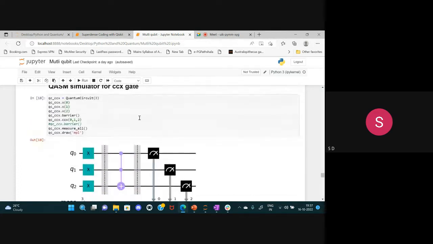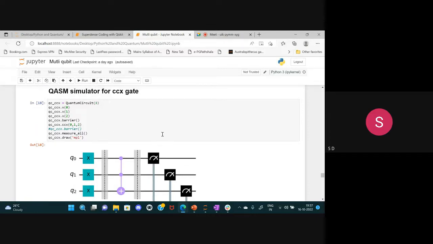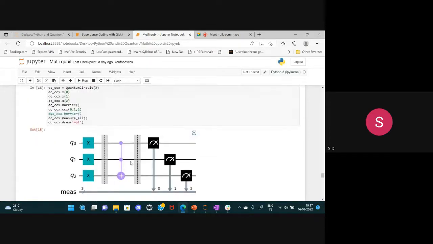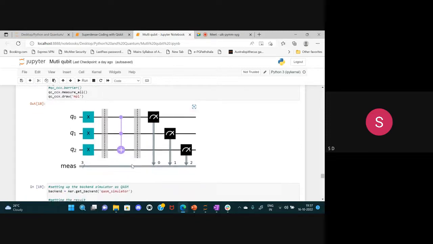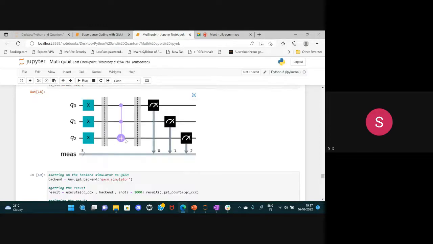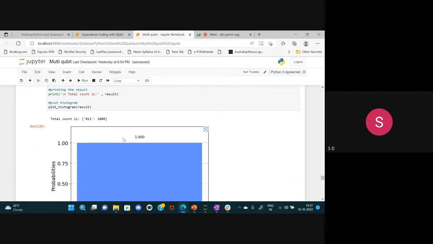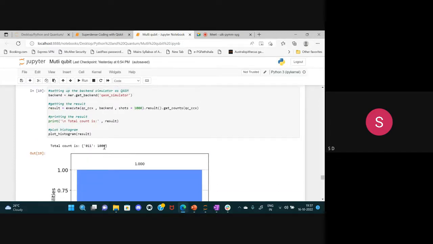And for the quantum simulator, same code. We just have to use measure all, and then we can use barrier also. If you use measure all, you will get a barrier by default, so you don't have to worry, or if you want, you can also add it. This is the circuit after using measure all. Same code, we have to set the backend to the QASM simulator, and we are running it 1,000 times and getting the result. If we run 1,000 times, we get 011 as the output.